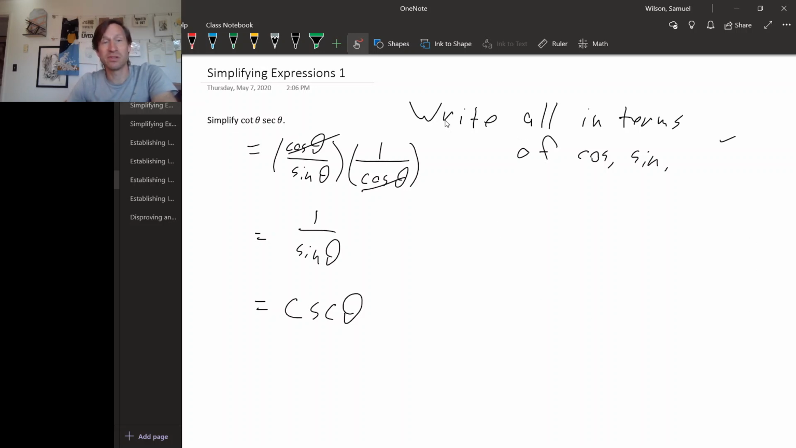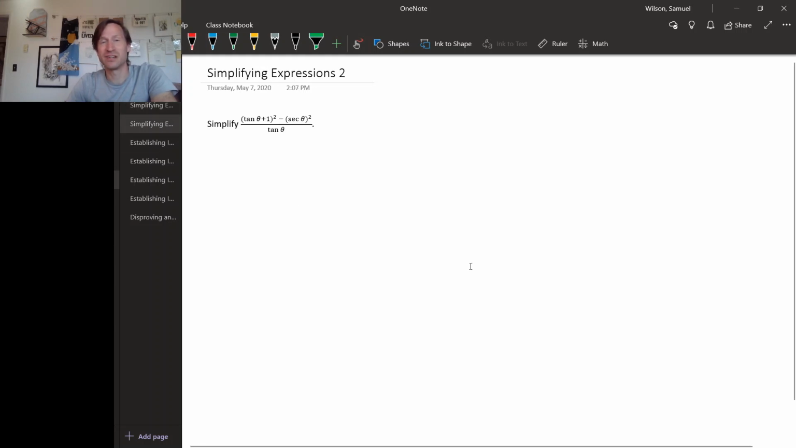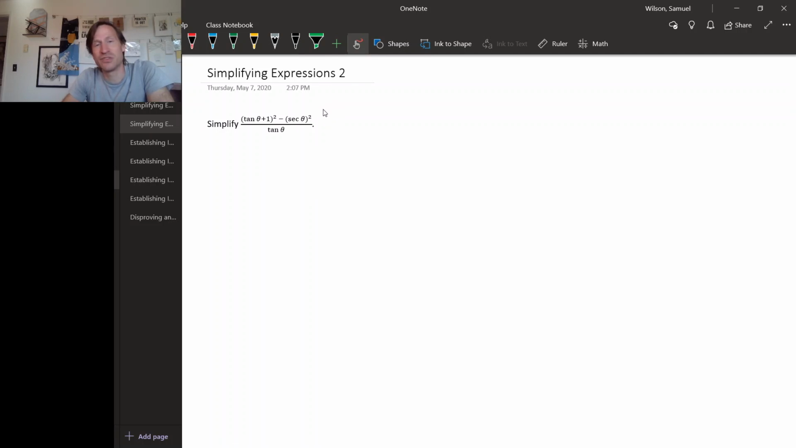Let's look at another example of simplifying an expression by using trigonometric identities. So let's simplify this mess: tangent theta plus 1 squared minus secant theta squared, all over tangent theta. It's a little harder to know what to do in this example. We could start out just by writing everything in terms of sines and cosines, but that would make an awful mess. It seems like at some point we're going to have to deal with these things that are squared.